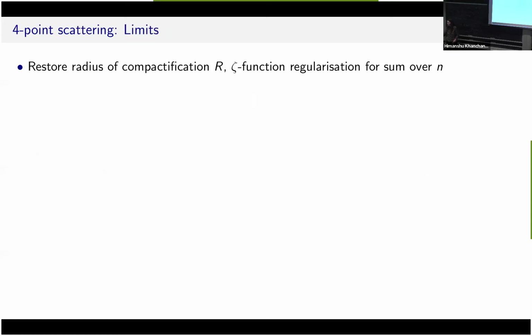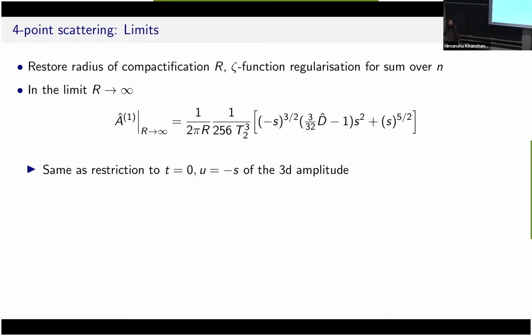You can look at some limit. So you restore the radius of compactification. You use theta function regularization to sum over all the masses n in the loop. One interesting limit is to take the limit where the radius of compactification goes to infinity. So this is the result for this coefficient A that you get, and this is the same as the restriction to this 2D kinematics of the 3D amplitude that I was showing before. So the one where I was saying there is no nice D for which things simplify.